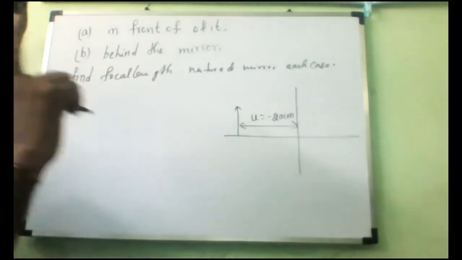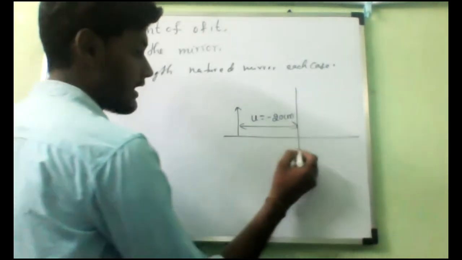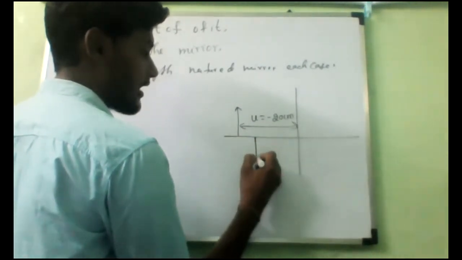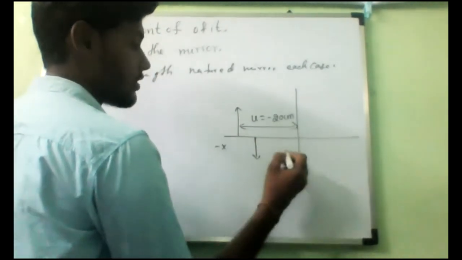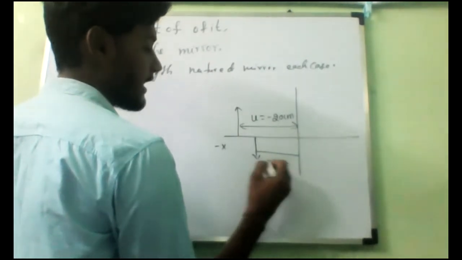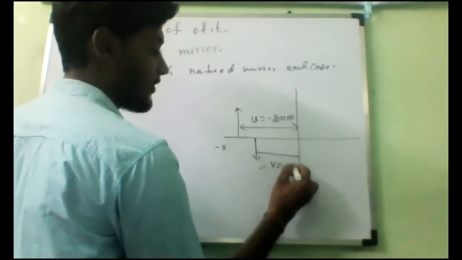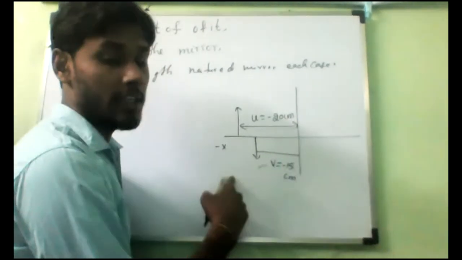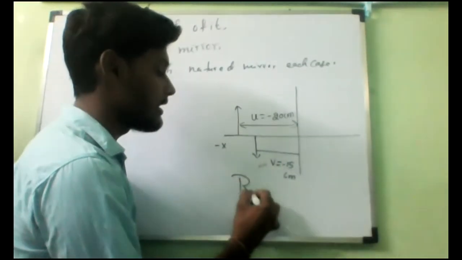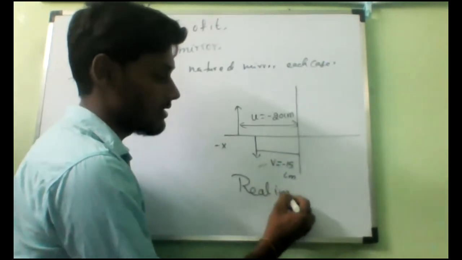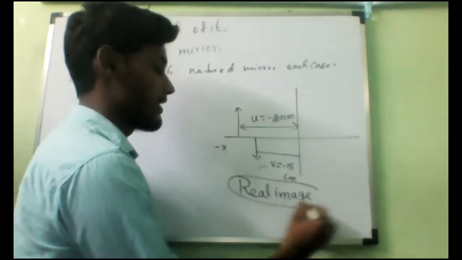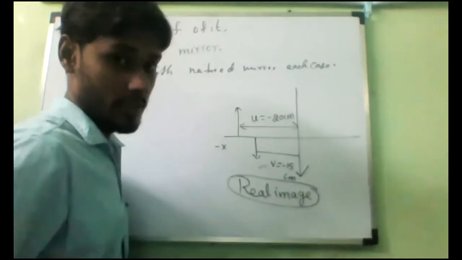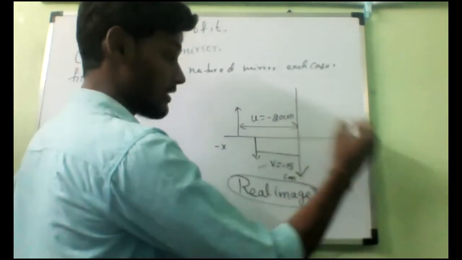Minus 20 centimeter. In case 1, the image is also forming somewhere here, on the minus x coordinate only, so definitely that must be minus 15 centimeter. If it is forming in this coordinate, is it a real image or virtual image? It will be a real image. Yes, that is why real image must be minus.